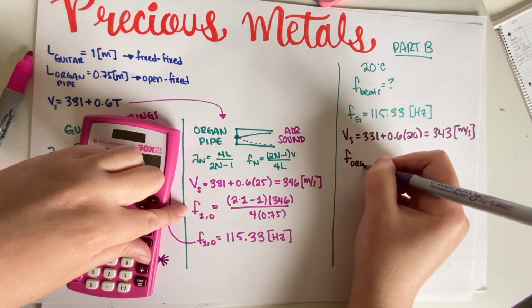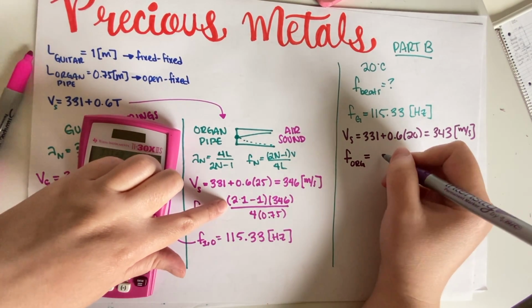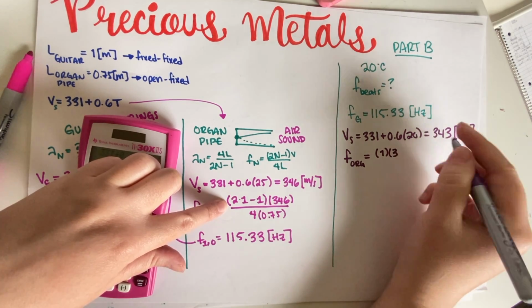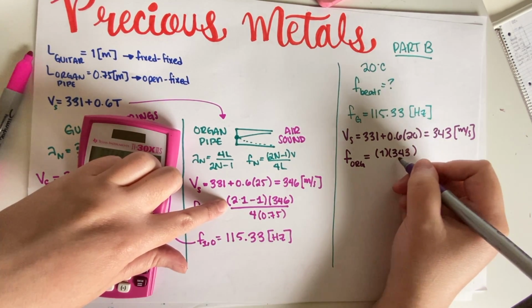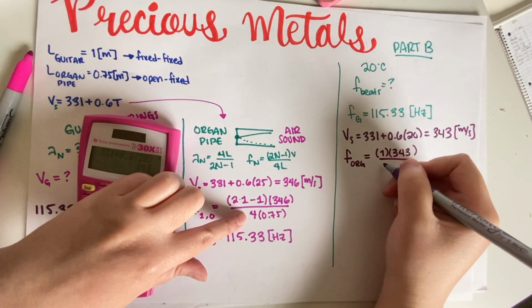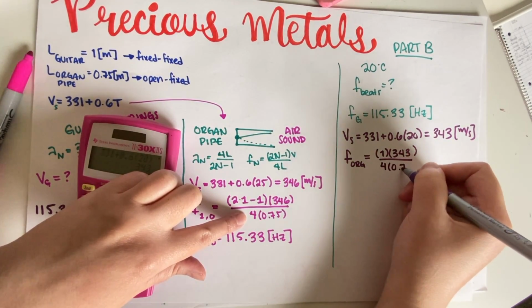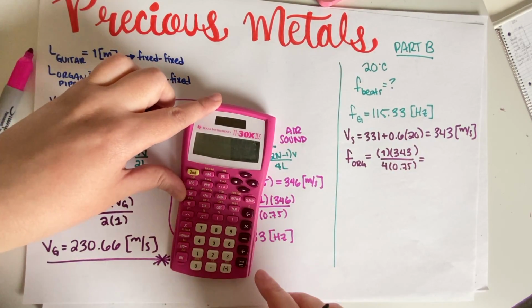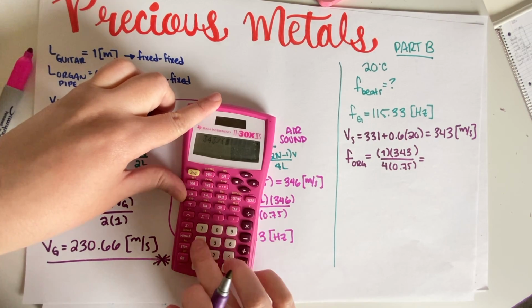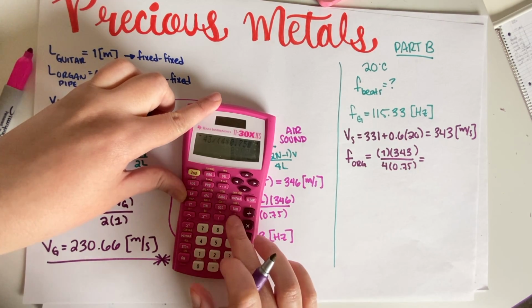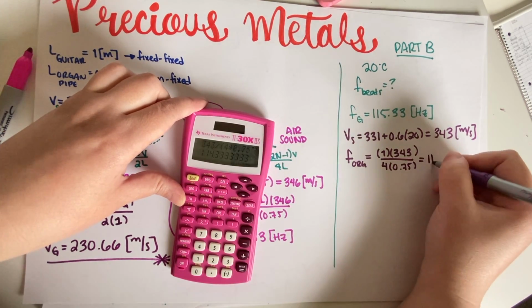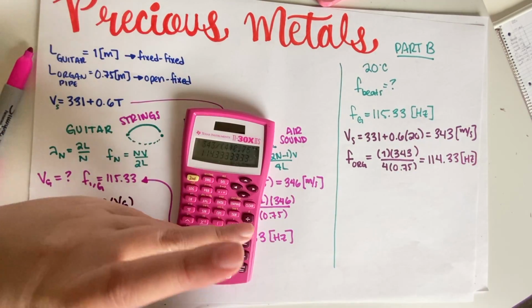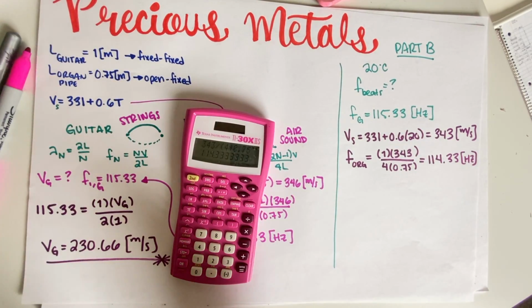So this is the organ, and this number is going to be the same. This is 2 minus 1, so this is 1. I need to put in my new velocity, and the length is going to be the same because the length of the organ didn't really change. So my new frequency at this temperature is going to be 114.33 hertz.